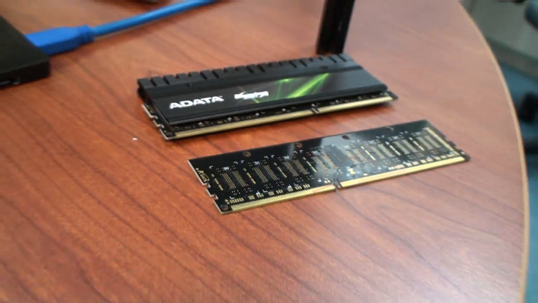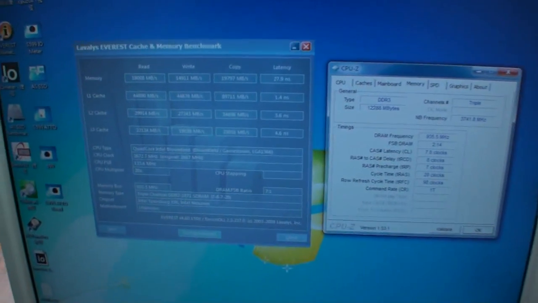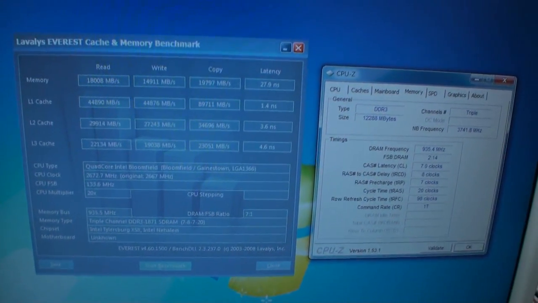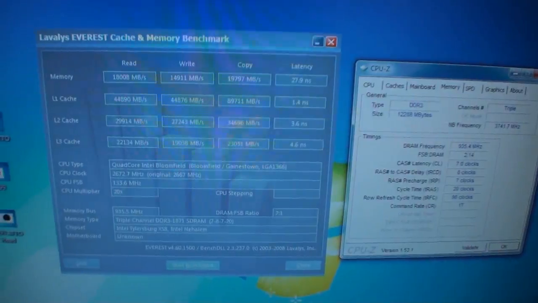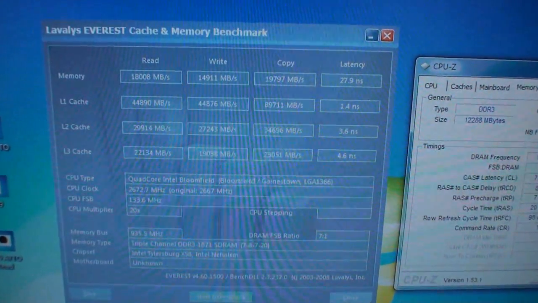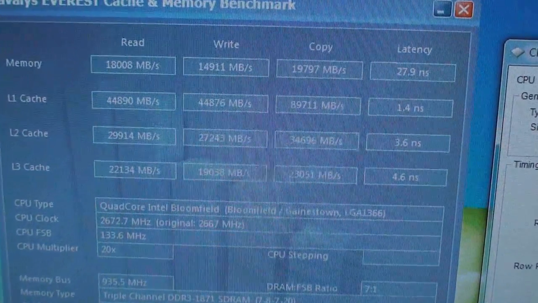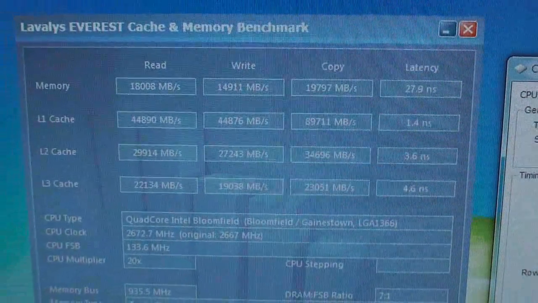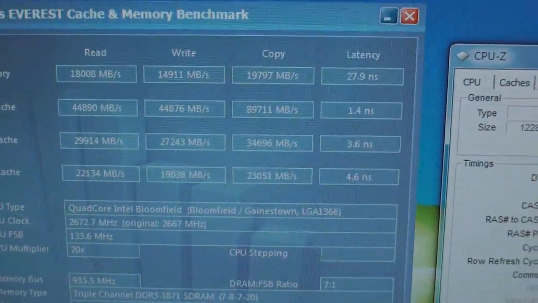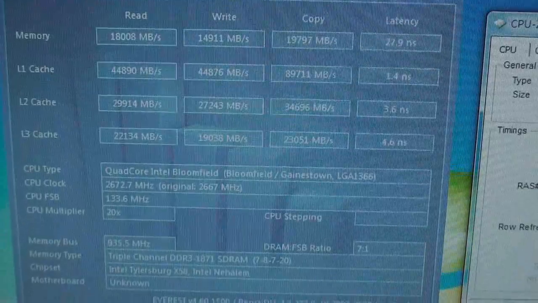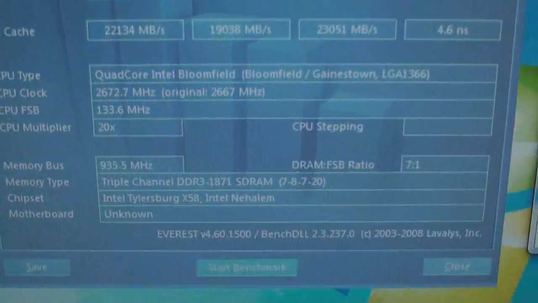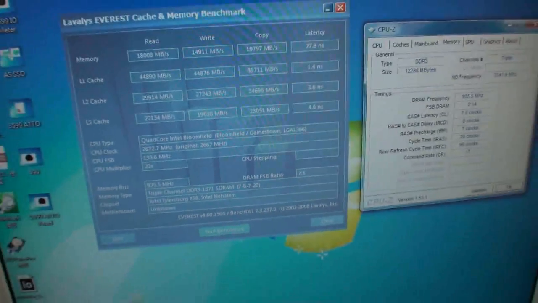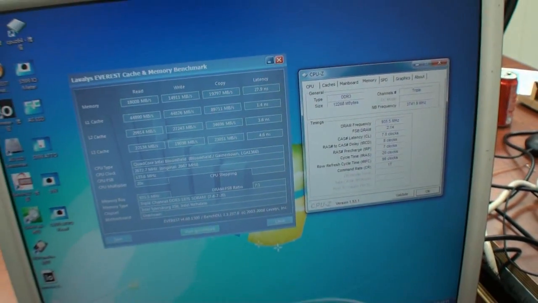And if we come over to the main screen, we've just had some benchmarks performed of the memory, and you can see some of the numbers here. Around 18,000 megabytes per second. And then you can see the write and all of the other tests as well. So yeah, this is a serious kit of memory.